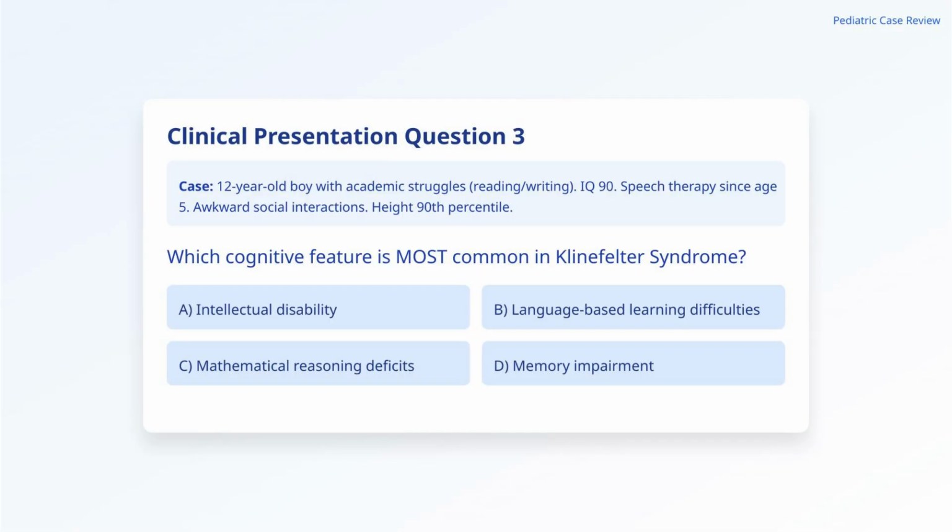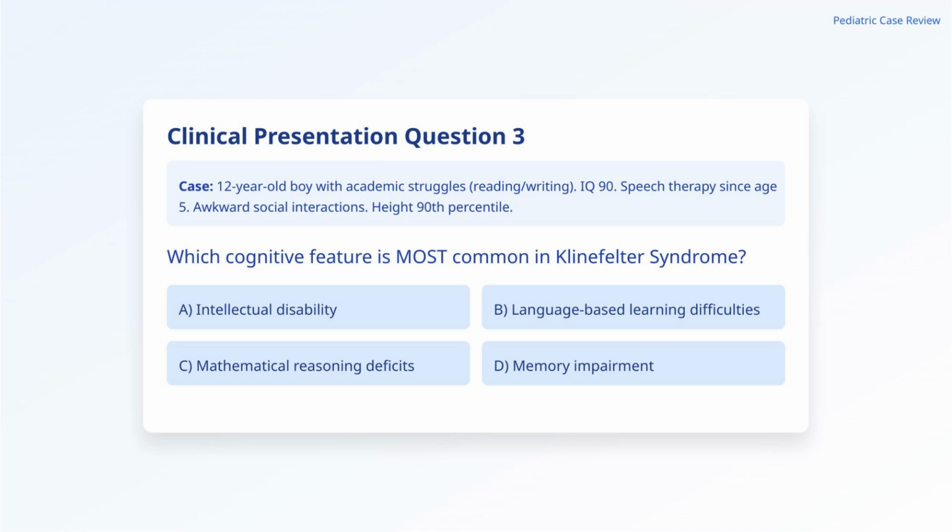life. Case scenario: parents of a 12-year-old boy report academic struggles, particularly with reading and writing skills. Intelligence quotient testing shows a score of 90. The patient has received speech therapy since age 5. Social interactions appear somewhat awkward. Growth chart review shows height at the 90th percentile. Question: which cognitive feature is most common in Klinefelter syndrome?